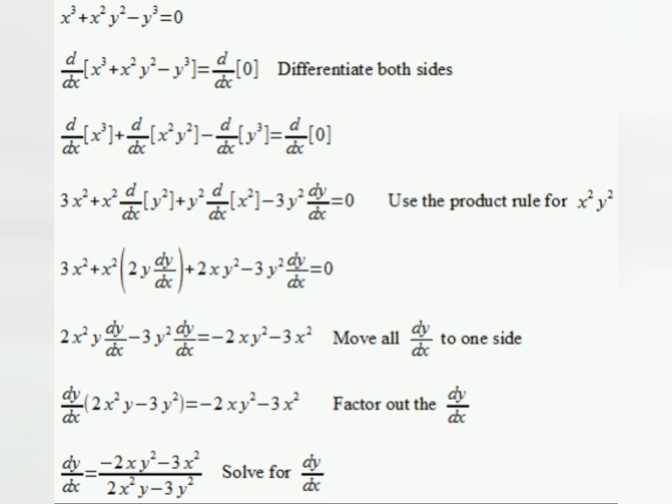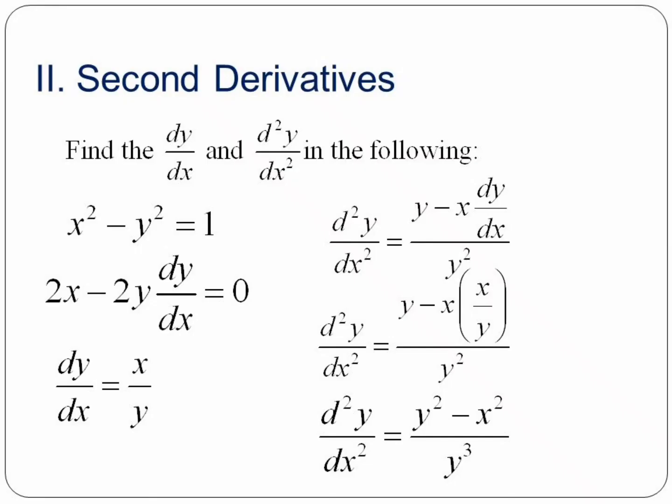Follow the examples carefully. To find the second derivative of a given implicit function, first differentiate it, and then your final answer, you differentiate it the second time. That is the second derivative. Follow the examples and practice the exercise given.